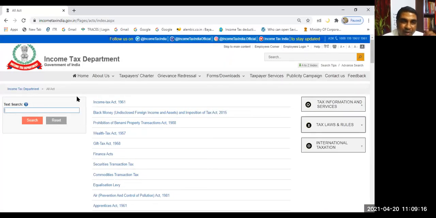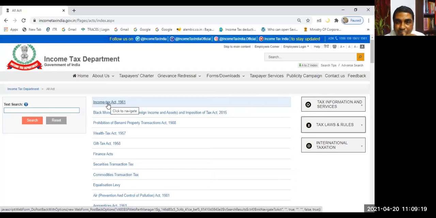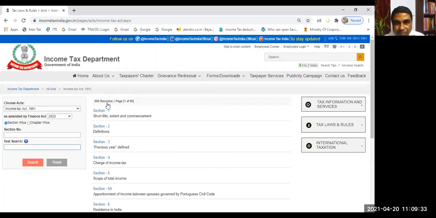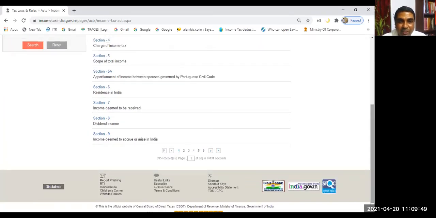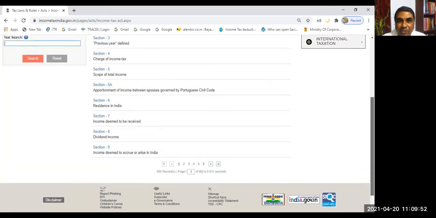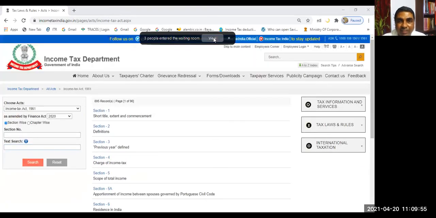Now if I go to the website, what is written on the top? Income Tax Act 1961. If you click here, you can find the entire Income Tax Act. You see here, this radio button is on. This is called section wise. Therefore, you are seeing section 1, section 2, section 3. In section wise, you are seeing the Income Tax Act, various sections. You can visit the next page, and you can find this is a section wise arrangement of the Income Tax Act.